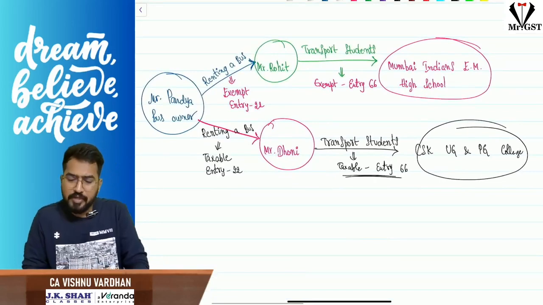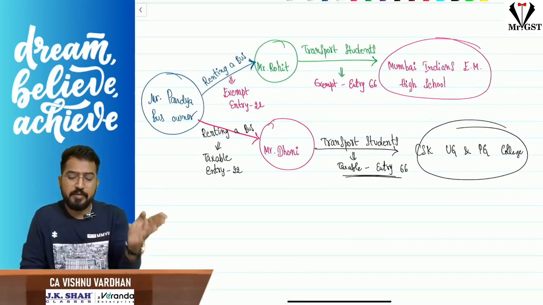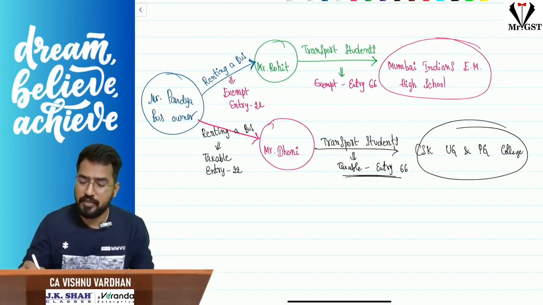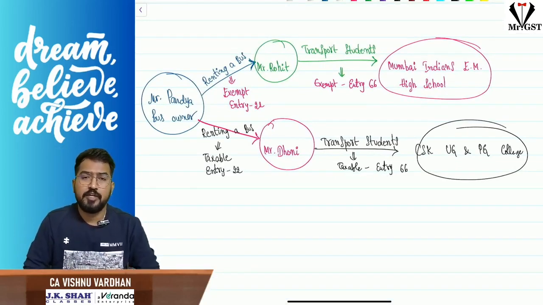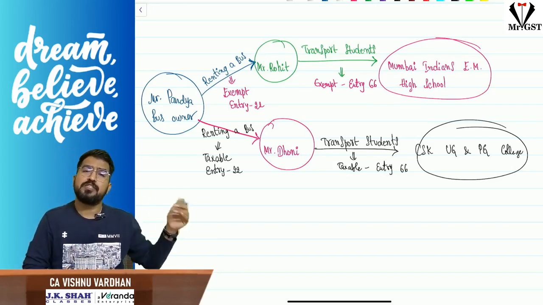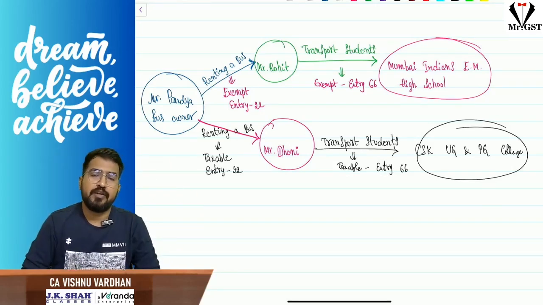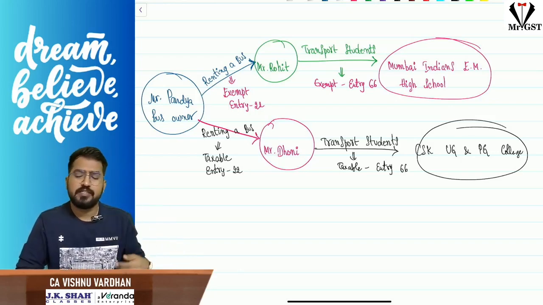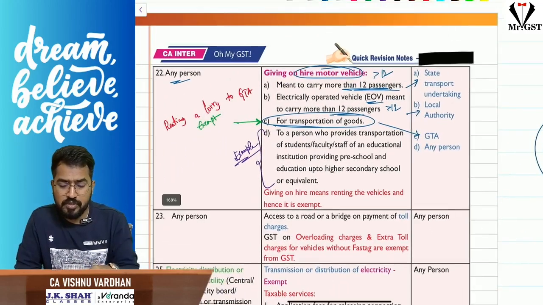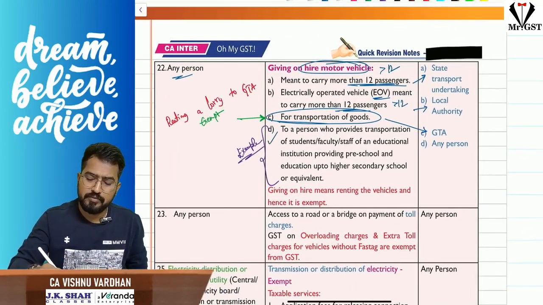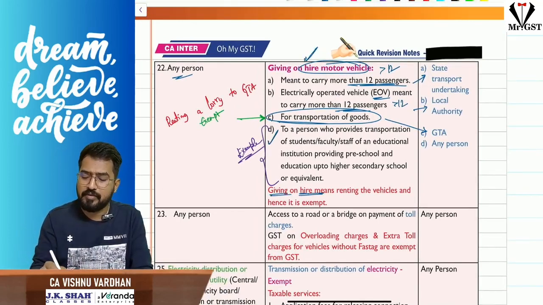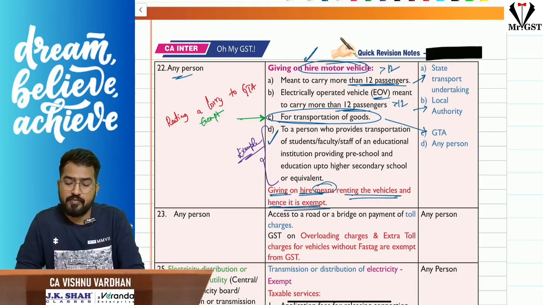Okay, shall we continue? So I am just connecting both the entries, entry number 22 and entry number 66. I repeat, you need not remember entry numbers. This is just for clarity to you. Hope it is clear. So I am renting the bus to whom? To a person who is transporting the students of EI1. Then it is exempt under GST. If I am renting the bus to anybody else, that is taxable. So that is what this point D is all about. We have discussed it. And here, whenever we are talking about hiring the motor vehicle, giving on hire means renting the vehicles, and hence it is exempt under GST. Hope it is clear.